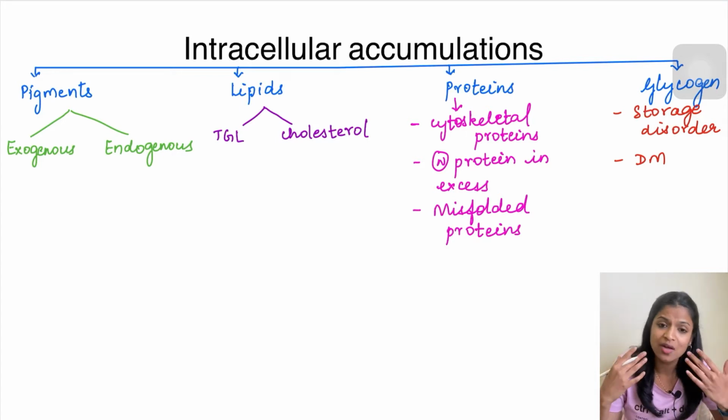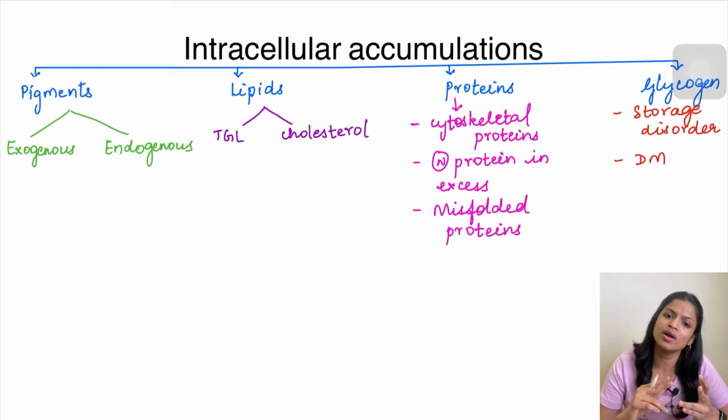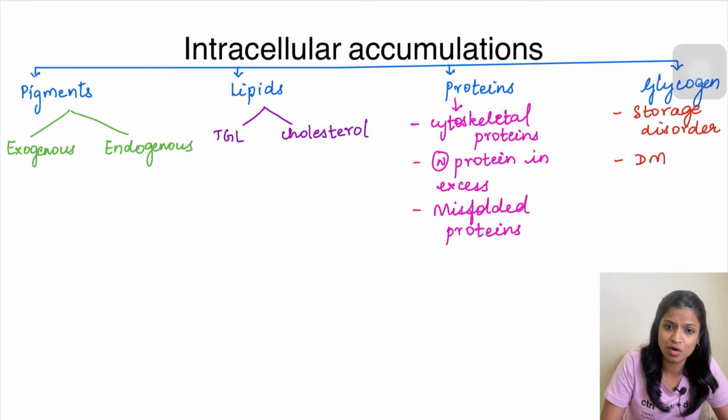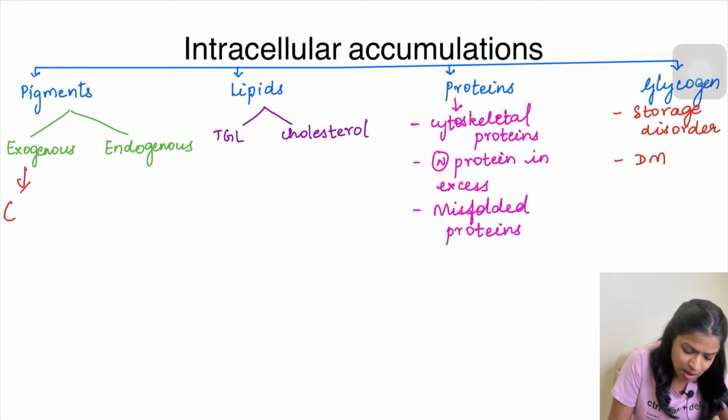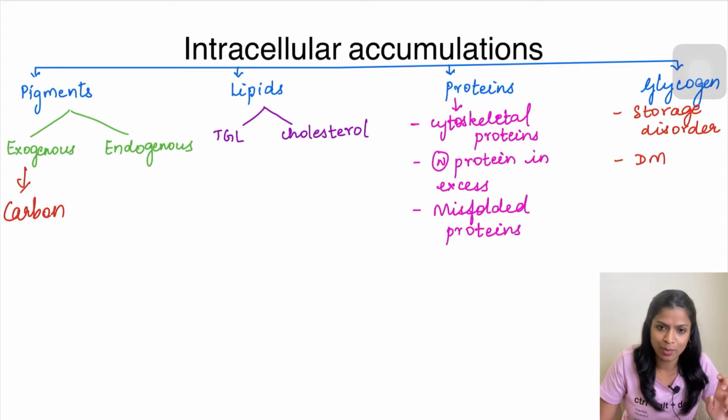Okay, so we have various accumulations which could be either pigments, lipids, proteins, or glycogen or glucose. So in today's session we will be studying about pigments. Pigments could be either endogenous pigments or exogenous pigments which are getting accumulated. The best example of exogenous pigments would be carbon. Okay, so we'll see one by one.